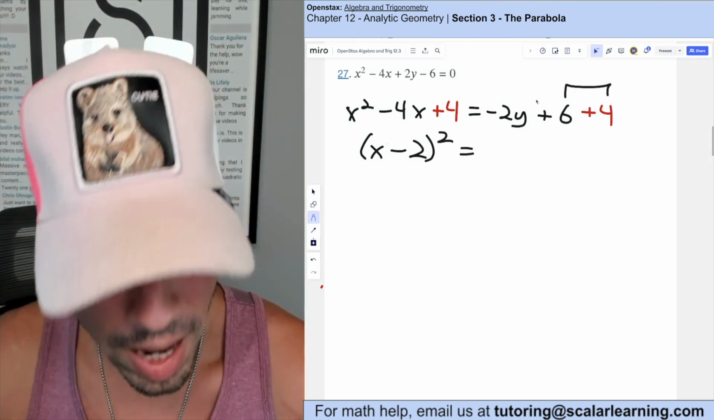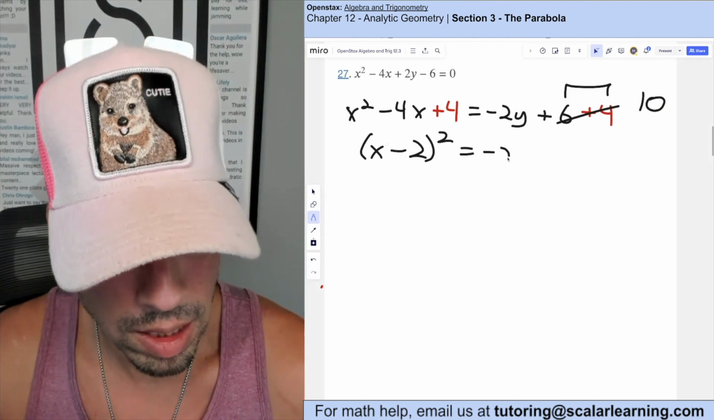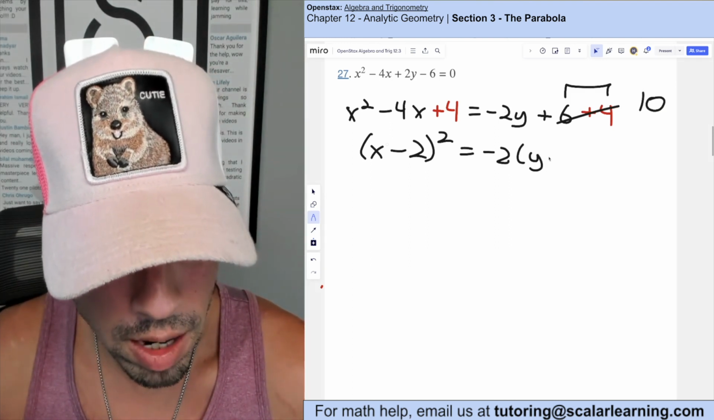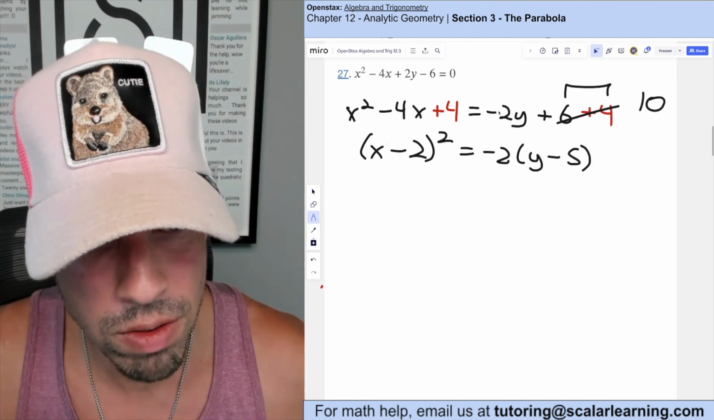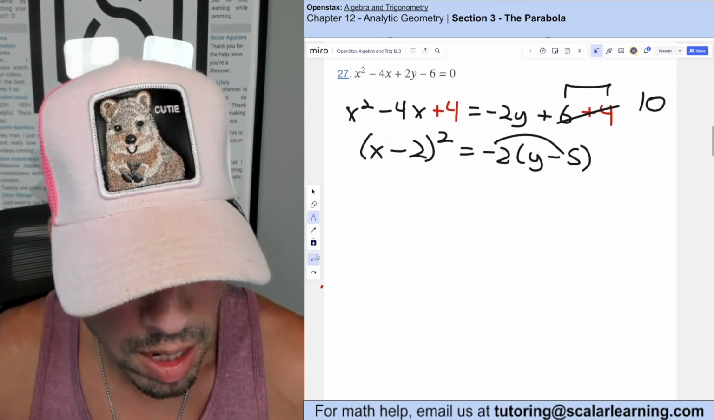This becomes 10, okay? And then I can factor out a -2. So we got -2 times y minus 5. Why is it minus 5? Because when -2 comes back in to multiply it, it goes back to 10, which is what we had originally.